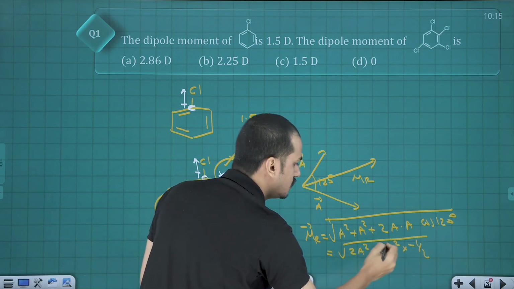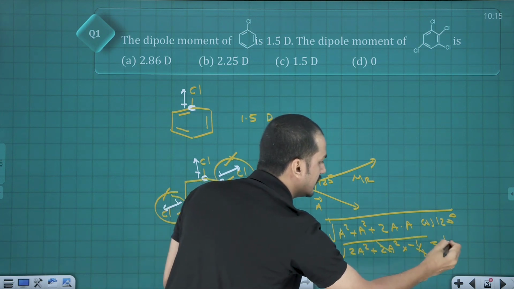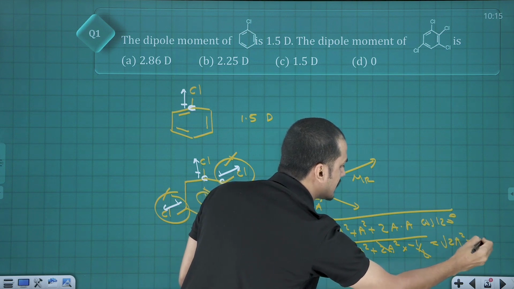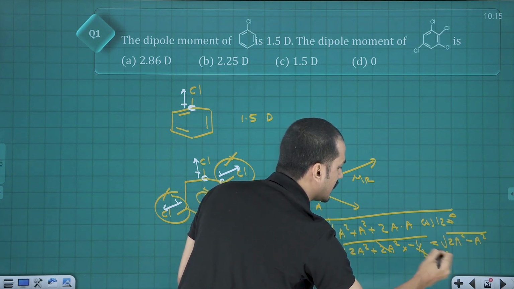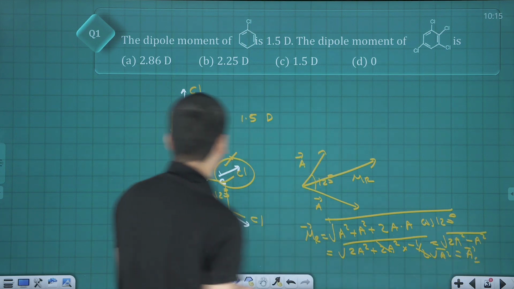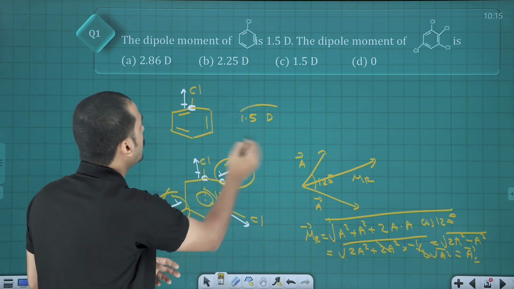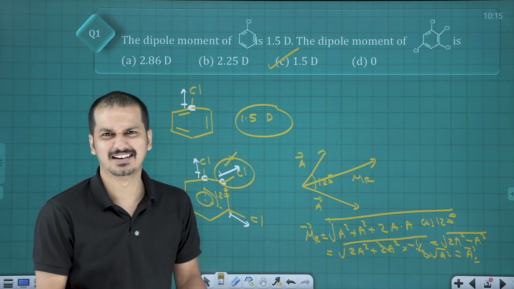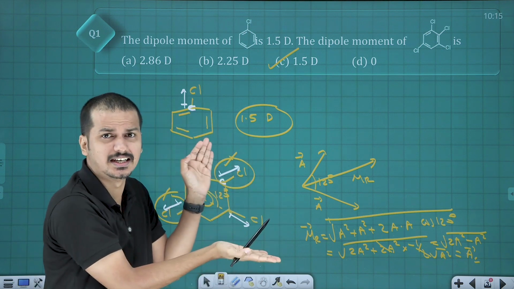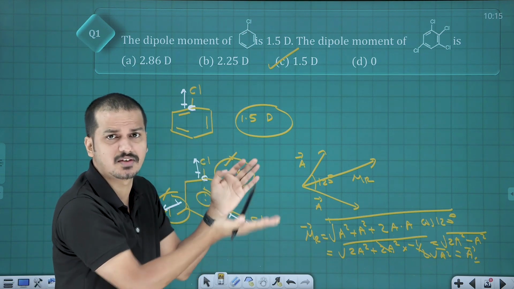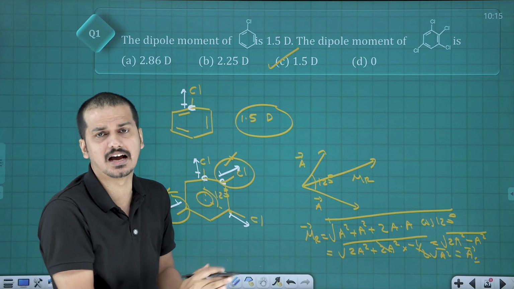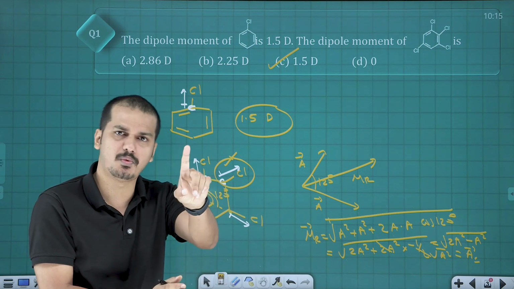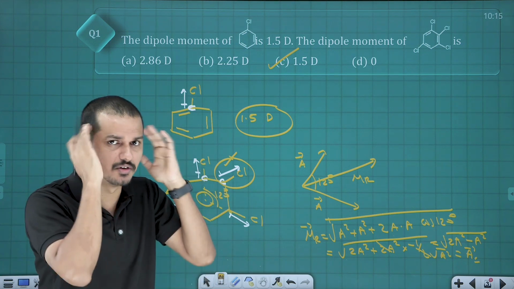2 will get cancelled. So remaining is root of 2A square minus A square. That means root of A square, which is equal to A itself. So the answer is 1.5 D itself. Option C is the correct answer. Simple. Okay. So if the same vectors are at a 120 degree angle, the resultant will be equal to one of the values. That idea you have to keep in mind.